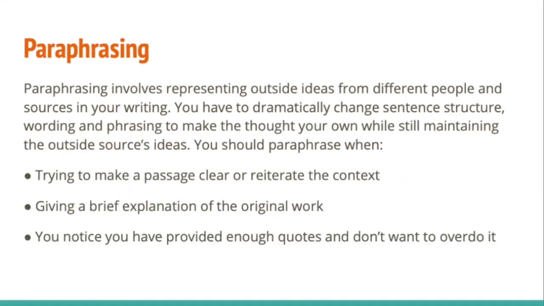The second way of including information from an outside source in your research paper is paraphrasing. When you make a paraphrase, you are changing and rewriting the information from the original source into your own words. So you're avoiding plagiarism, but you're also proving to the reader that you understand the original source because you're able to present it in your own way.